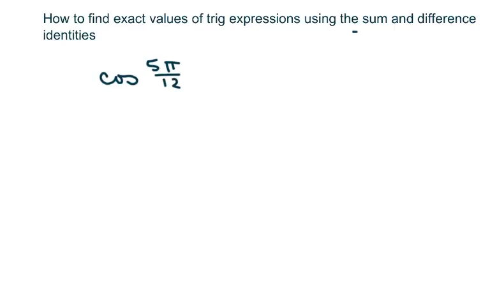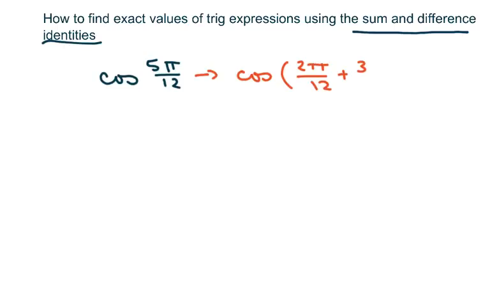I'm going to use the sum and difference identities here because this isn't on our unit circle. So I'm going to rewrite this as cosine of 2 pi over 12 plus 3 pi over 12. And when I reduce this, I get cosine of pi over 6 plus pi over 4.